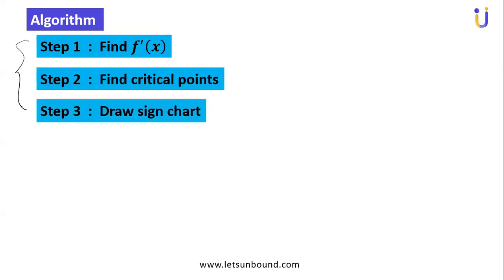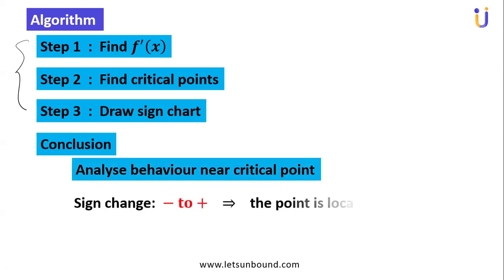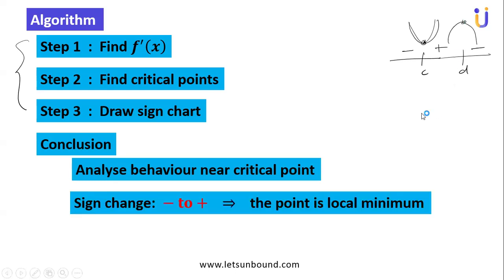In increasing, decreasing behavior, we did this. Then the conclusion is to analyze behavior near the critical point. Okay, what should I do? If there is a sign change from minus to plus at this critical point, here it's minus, here it's positive. Minus means it's decreasing, and plus means it's increasing. So around this point, this is a minimum. Can you see? Right. If it's positive to minus, increasing to decreasing, this is the peak point, which is a maximum.